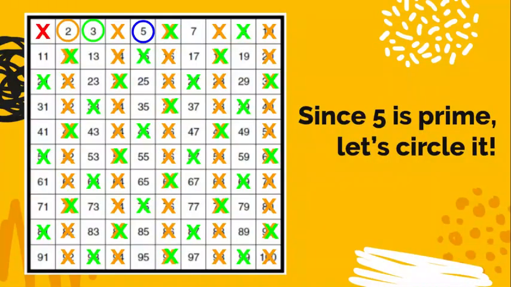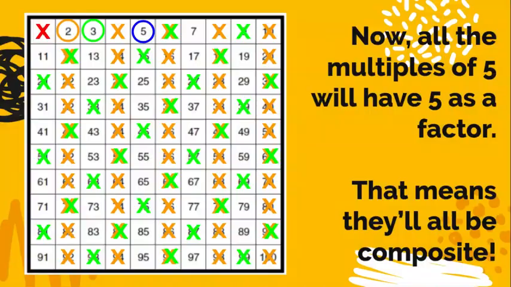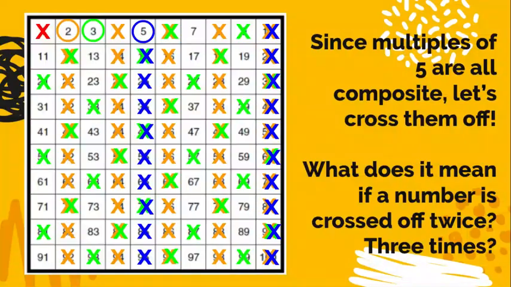Yep. So let's pick a new color. I chose blue and circle it. It's a prime number. So far we have 3 prime numbers, 2, 3, and 5. All right, we're going to use our fancy logic again, and all the multiples of 5 are going to have 5 as a factor, like 10, 15, 20. All those numbers have 5 as a factor, so they have to be composite. I'm going to use my same color blue and cross them all off.